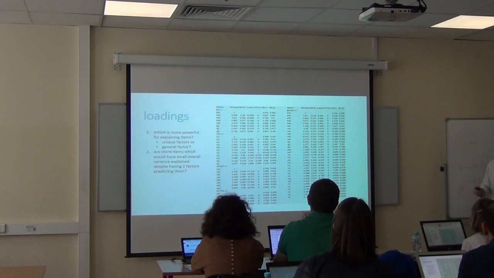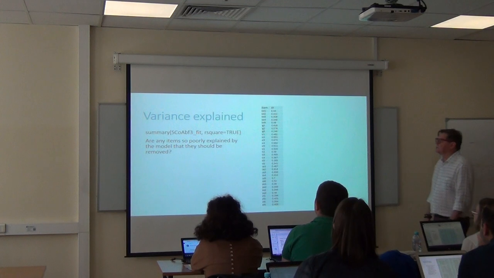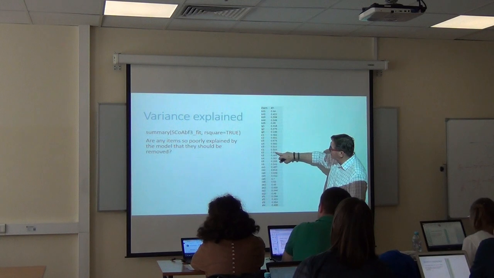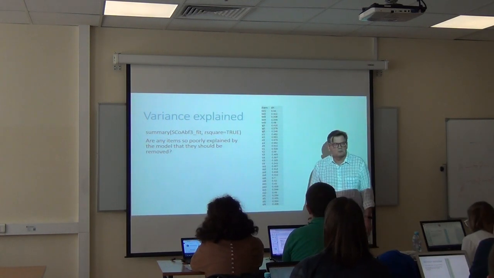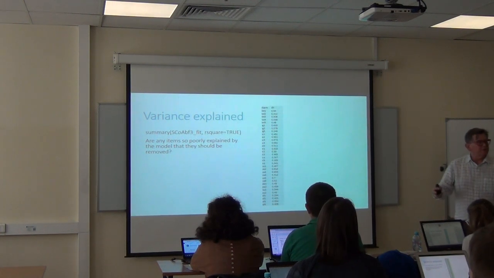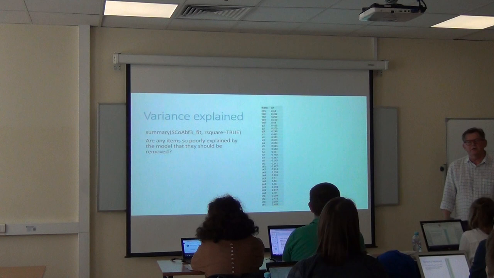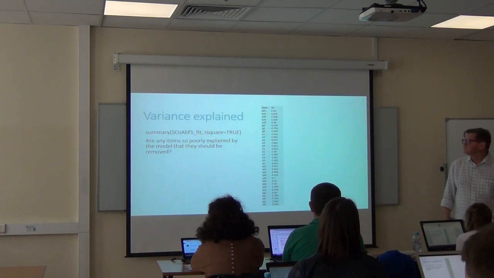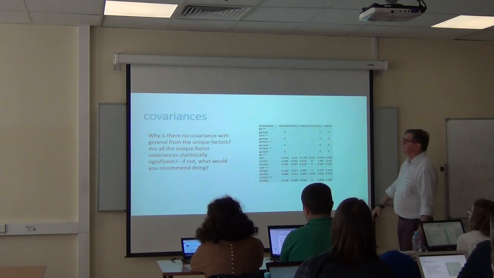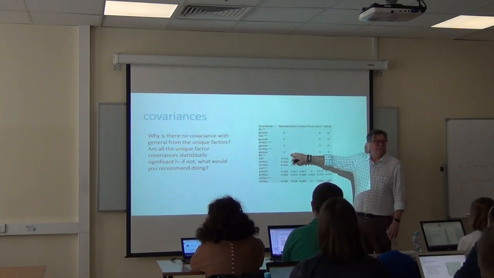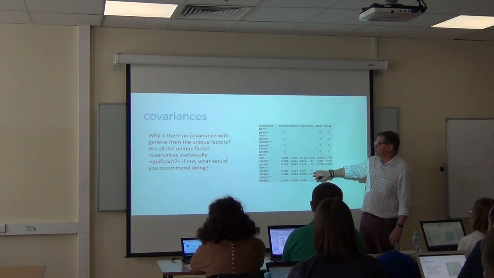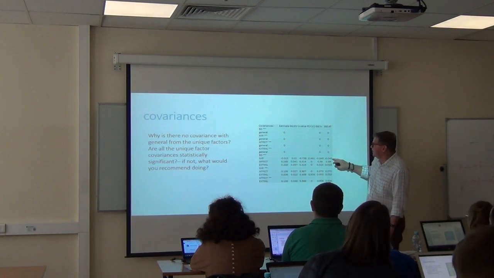Researchers think about the results. And here's our squared values. 4, 4, 4, 3, 2, 5, 6. Reasonably strong power of explanation from the combination of the general factor and the unique factor. And there's your covariances. Notice these are zero because we told it to make it zero. And then we're now looking at the standardized values all here.